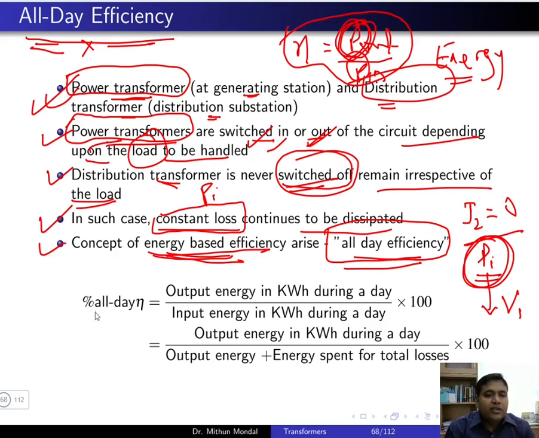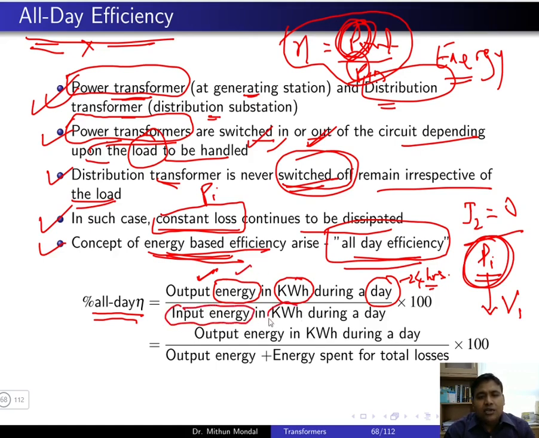So the definition of all day efficiency, how do we define it? Instead of power, we will use energy now. And what is the unit of energy? The energy unit will be kilowatt hour. So output energy in kilowatt hour in a particular day. In a day you will have 24 hours. So in 24 hours time, the output energy in kilowatt hour divided by the input energy in kilowatt hour for that particular day, multiplied by 100, gives the all day efficiency of a particular distribution transformer.